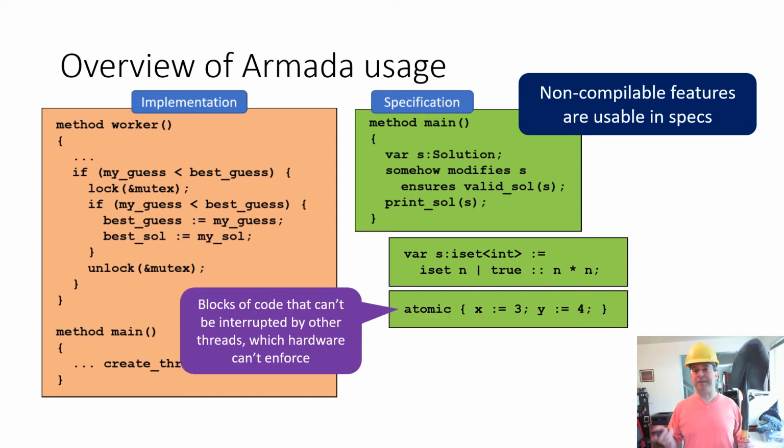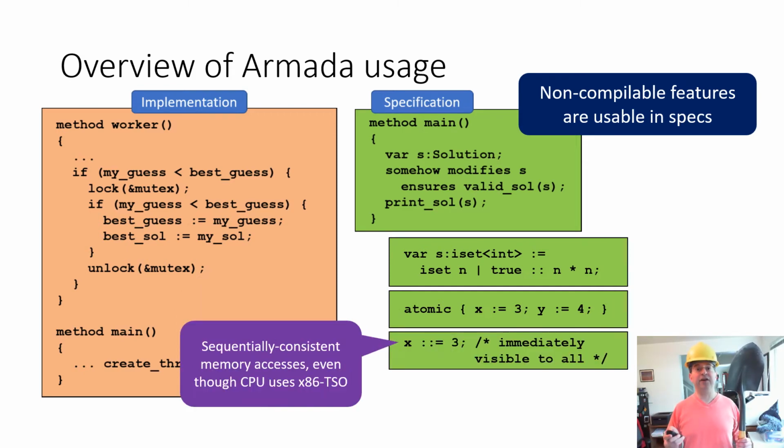We can have atomic blocks, blocks that cannot be interrupted in the middle by other threads. We can have TSO bypassing assignments, assignments that directly update the memory as viewed by other cores immediately. This is essentially sequentially consistent memory assignment, which isn't found on x86, but again, we don't care. The specification is never going to be compiled, only read.